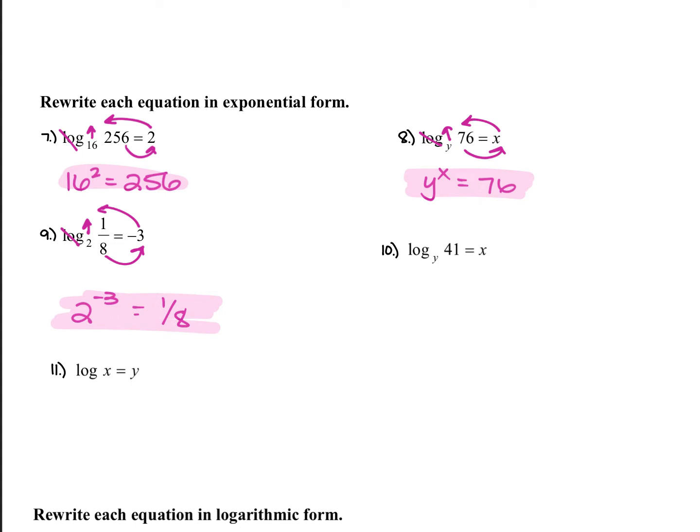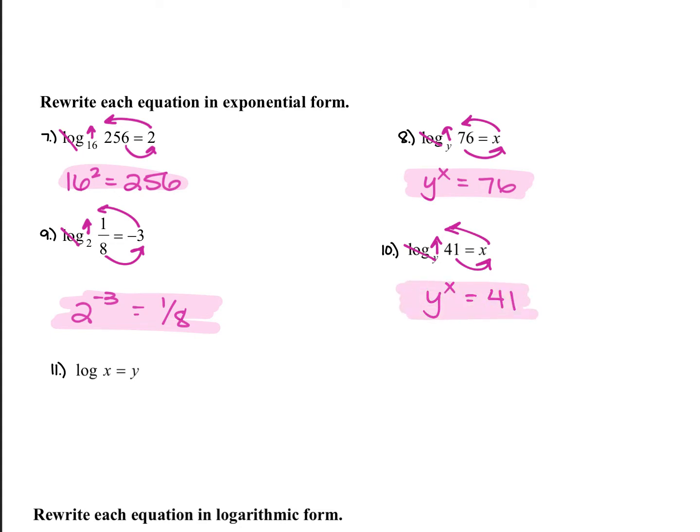For 10, we have log y of 41 is equal to x. So just like number 8, dropping the log, y becomes our big number as our base. X becomes our power, 41 becomes our answer. So y to the power of x is equal to 41.